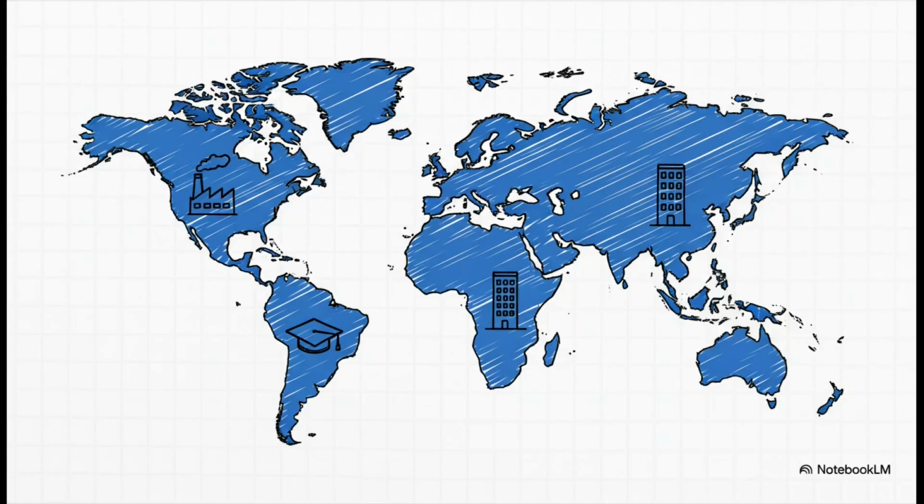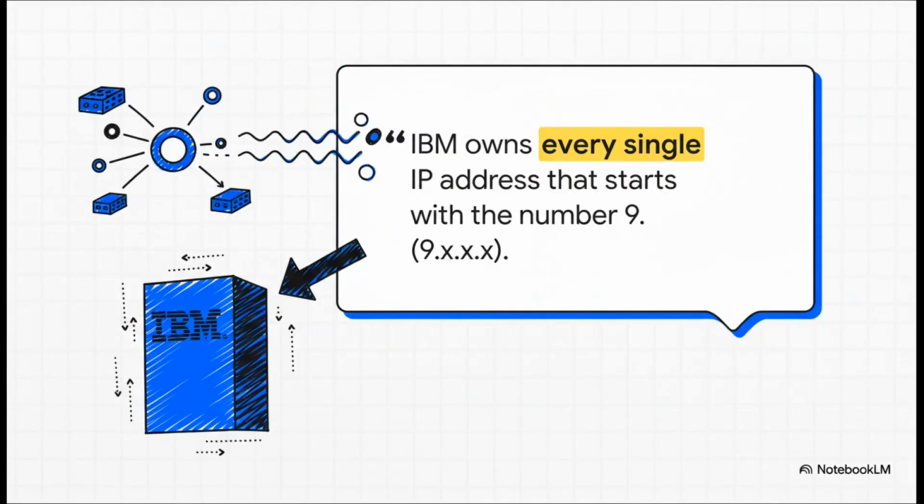Probably the best way to picture this is to imagine all the IP addresses in the world as huge plots of digital land. The entire map of the internet is carved up and assigned to different companies and organizations. For instance, get this: IBM owns the entire block of IP addresses that starts with the number 9. That means any address from 9.0.0.0 all the way up to 9.255.255.255, every single one belongs to IBM. That's a huge chunk of digital real estate.